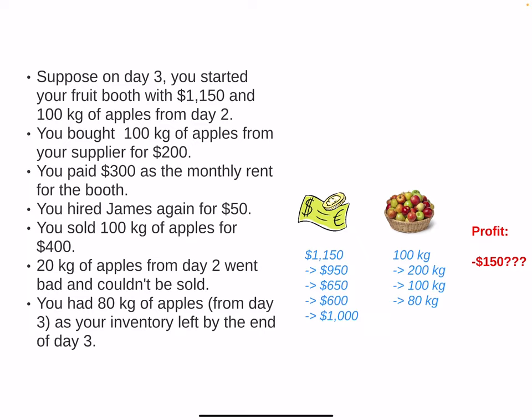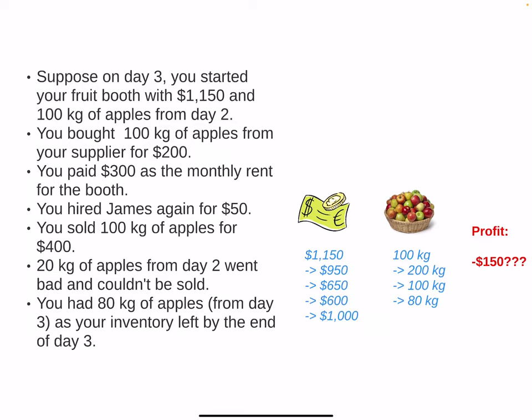So let's say someone asks you, what is your profit? Well, if you're looking at the cash, it goes from 1150 to 1,000, right? So could that mean the profit is roughly 150? Similar to day 2, you still have 80 kilograms of apples. And on top of that, you have also prepaid a whole month of rent, which means for the remaining 27 days, the rent cost won't be incurred again.